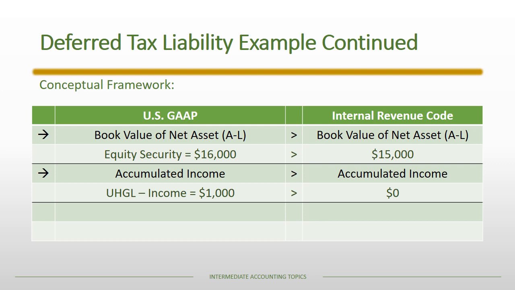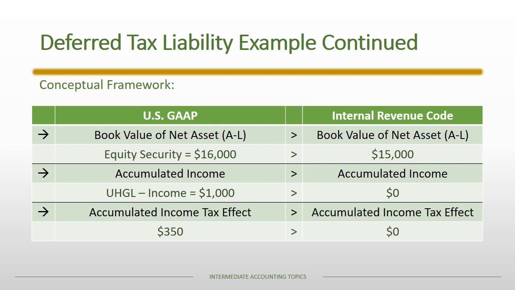And so we have to think about what is the effect of our accounting of the security on our accumulated income. And of course, we know under US GAAP, there is an unrealized holding gain or loss of $1,000. Of course, there's been nothing done under the Internal Revenue Code, so there's no income effect under the Internal Revenue Code. And so from there, we can take the tax rate, and then we get our accumulated income tax effect. And we can see that the accumulated income tax effect from the treatment of the security is $350 under US GAAP. And of course, it's zero under the Internal Revenue Code.